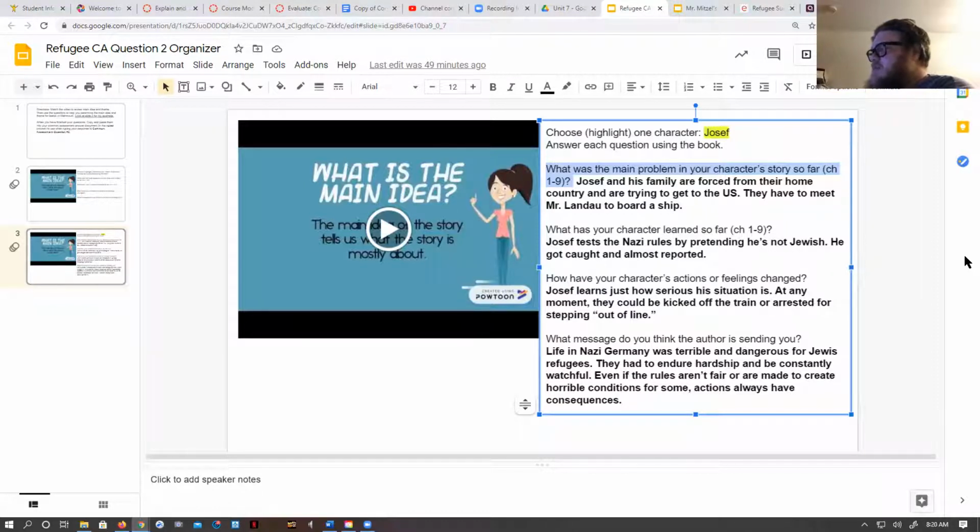So life in Nazi Germany was terrible and dangerous for Jewish refugees. They had to endure hardship and they had to be constantly watchful. Even if the rules aren't fair or they're made to create horrible conditions for some people, actions always have consequences. And that's what my theme is going to be, that actions have consequences, even when those consequences aren't fair or shouldn't exist because they're specifically designed to keep people down or kick people out or arrest people. So Joseph is learning, and we're learning too, that he has to be extremely careful about what he does.